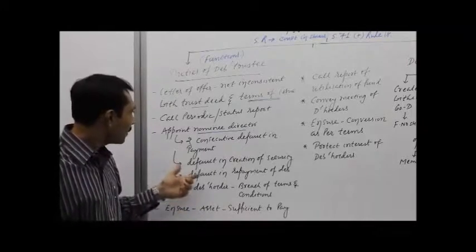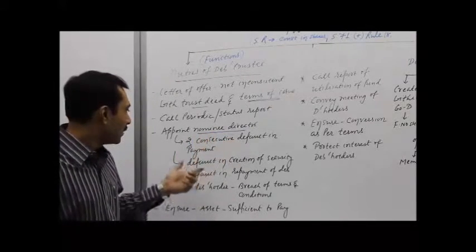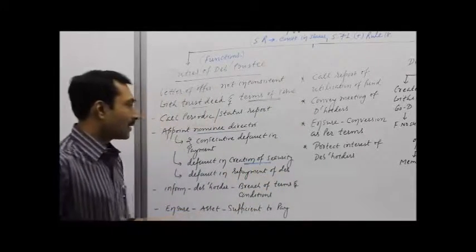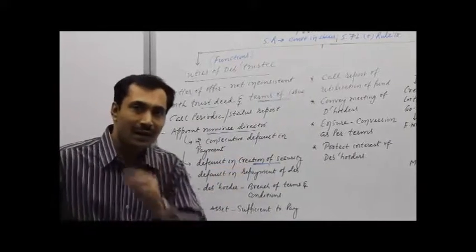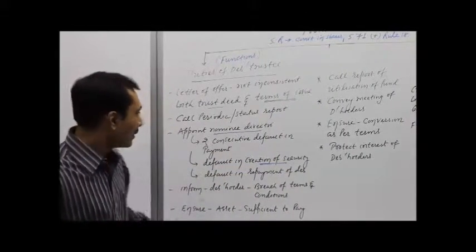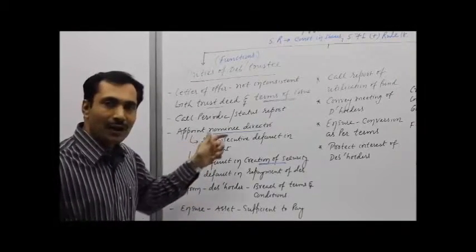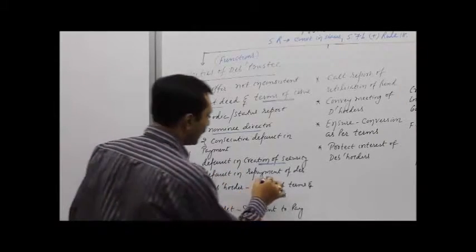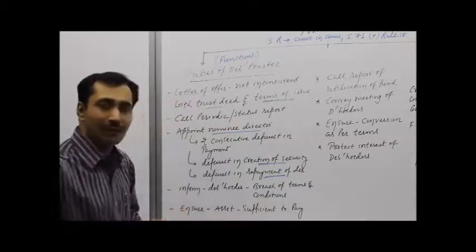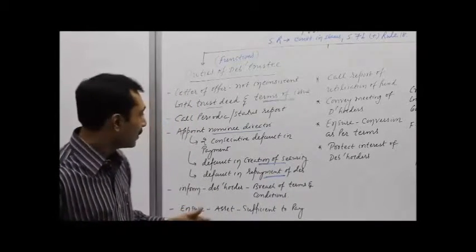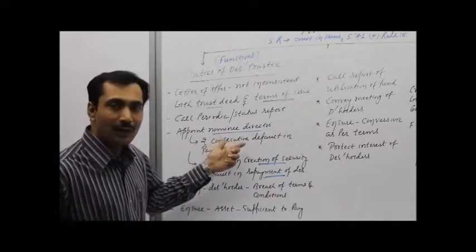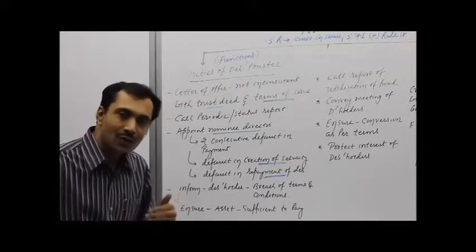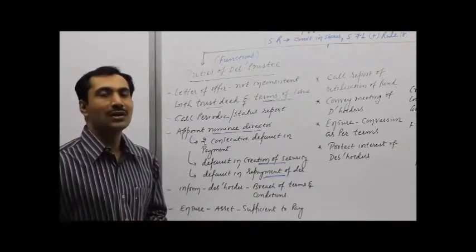They may also appoint the nominee director when there is a default in creation of security by the company. Remember, the creation of security is necessary in the case of secured debentures. The debenture trustee shall appoint the nominee director if there is a default in repayment of a debenture. So if there is a default in payment of money or interest thereon, the debenture trustee shall appoint the nominee director.